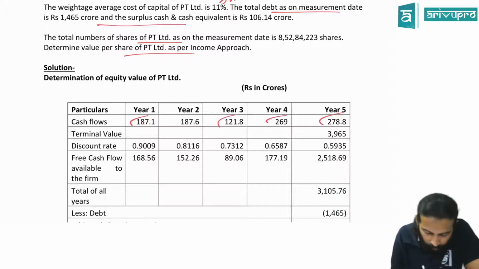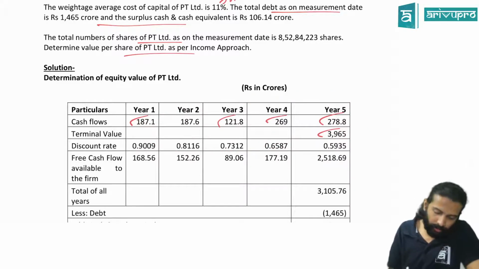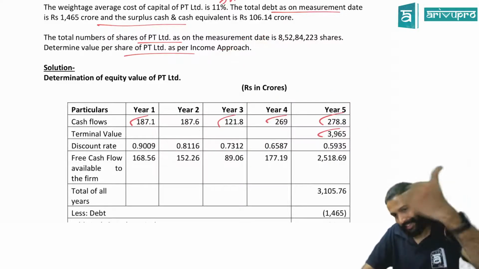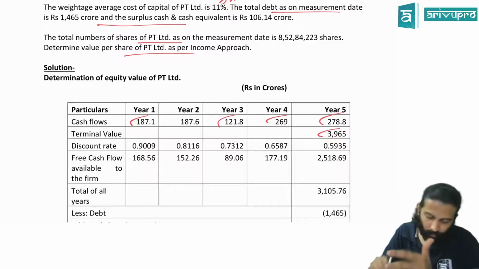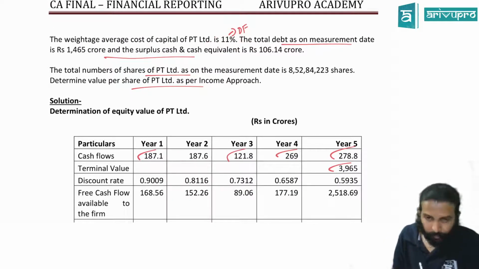And terminal value you will get only at the end of year 5. All these are future cash flows. But under the income approach, we require what? Present value on the measurement date. For that, we require a discount rate. Discount factor is going to be 11%.